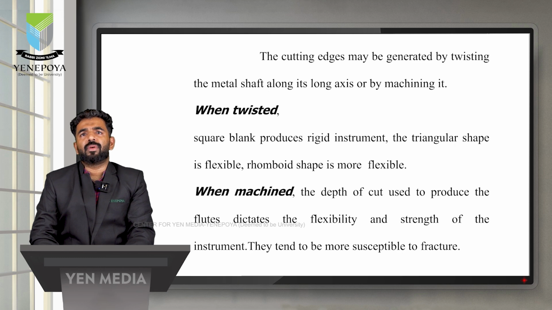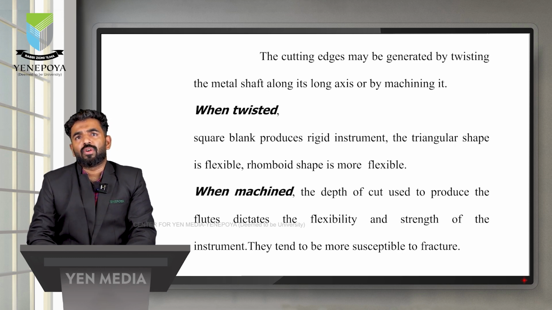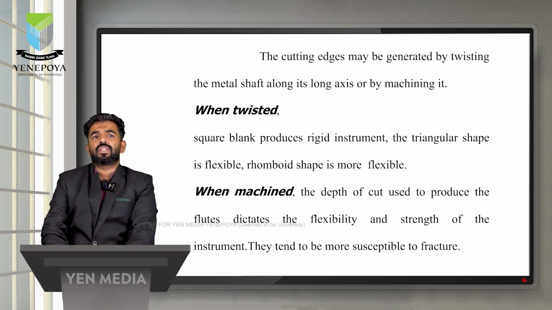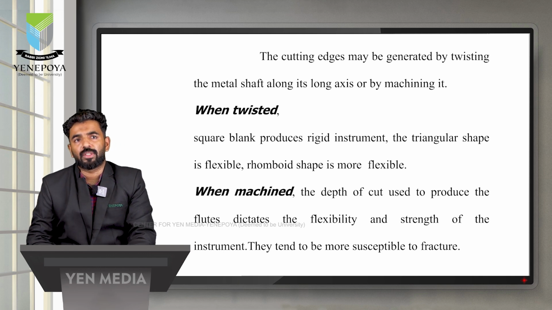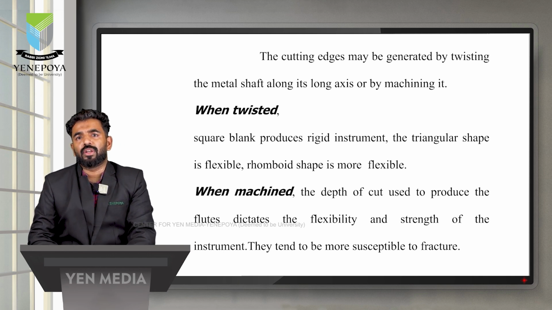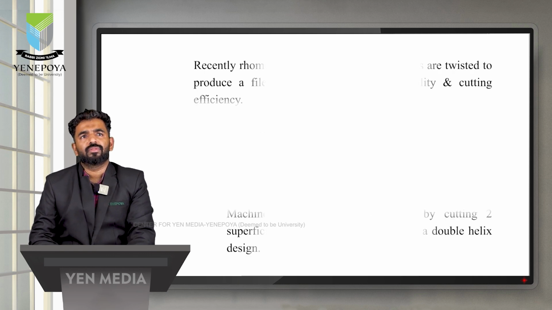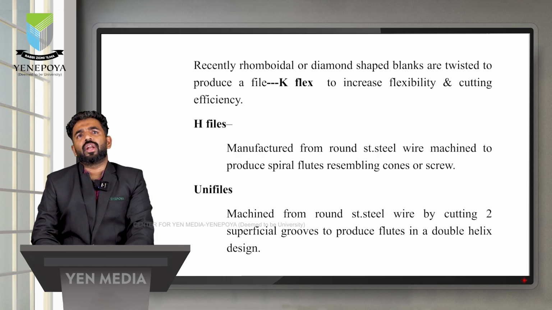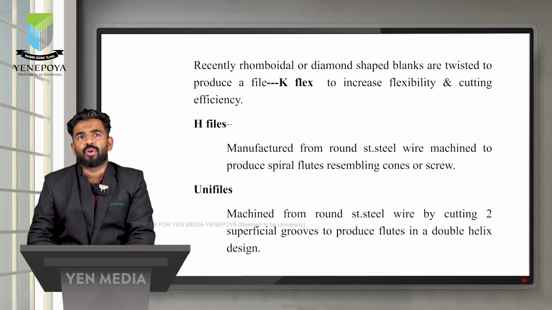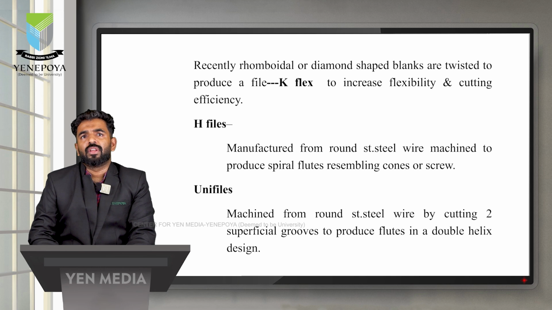The cutting edge is generated by twisting the metal shaft along its long axis by machining it. When twisted, the square blank produces a rigid instrument. The triangular shape is flexible, and the rhomboid shape is more flexible. When machined, the depth of the cut used to produce the flute determines the flexibility and strength of the instrument. Recently, rhomboidal and diamond shaped blanks are twisted to produce a K-flex to increase flexibility and cutting efficiency.